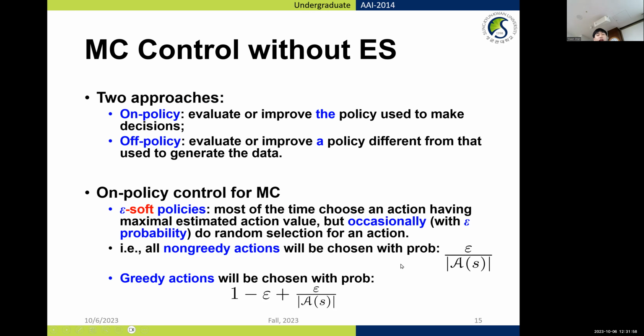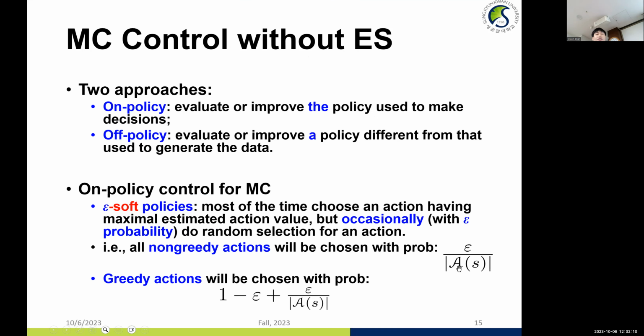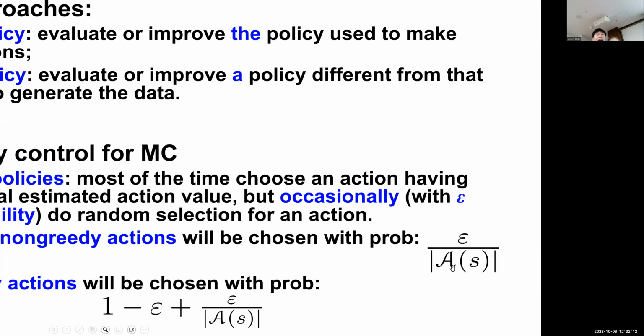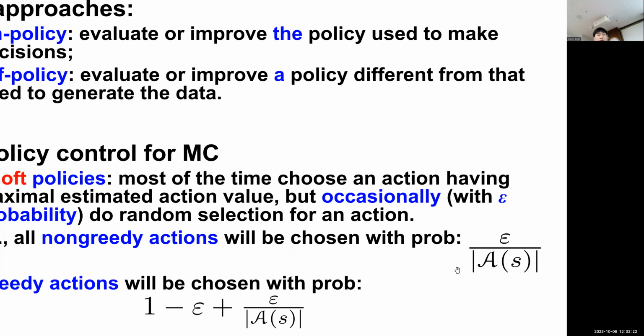So in this case, we slightly alter the probability for the non-greedy actions and the greedy action based on the available action size here. So actually we average the probability for that particular state. Yeah, the size of the action set we can have.